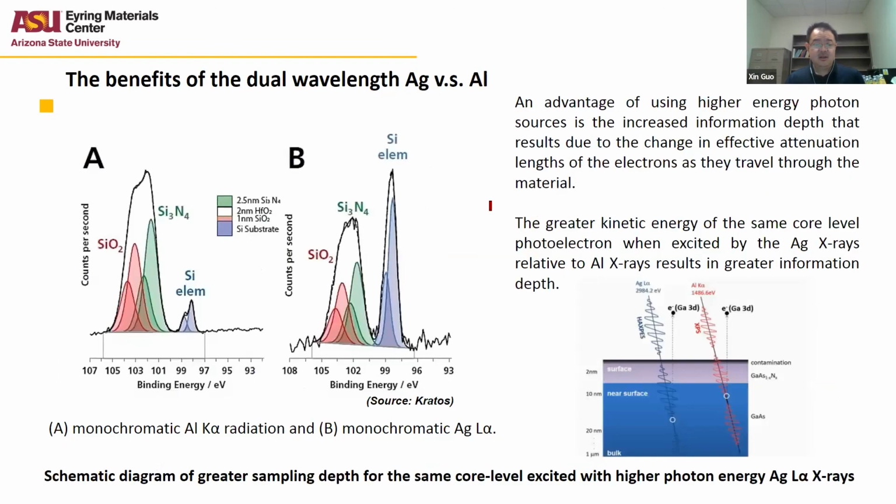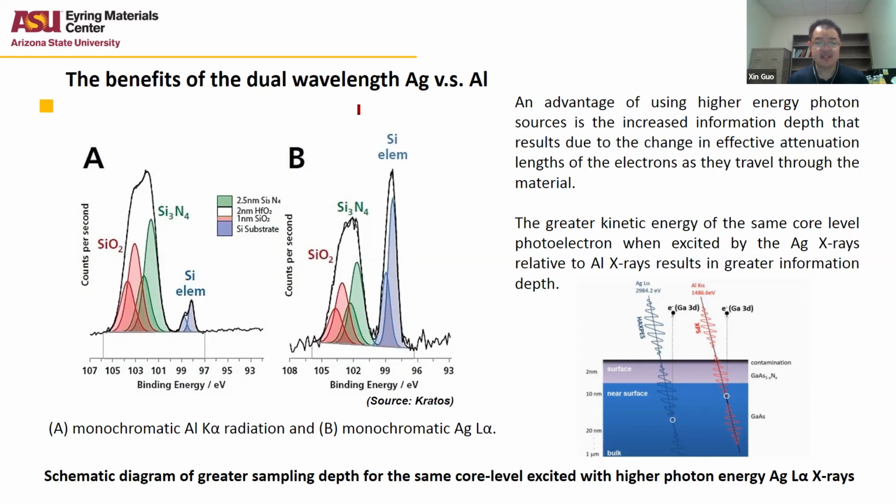So it's not only about probing the depth by the angle-resolved XPS, like the X-factor, or the argon cluster ion. We can also probe the bulk property with the silver X-ray. As we have already stated, the Supra Plus is equipped with both silver L alpha and aluminum K alpha.